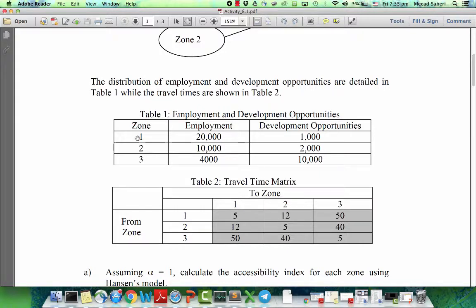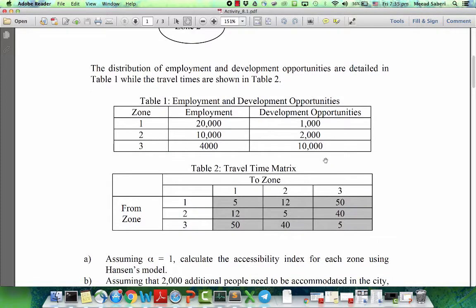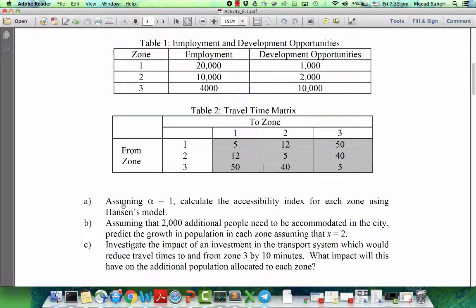So for example, zone 1 has 20,000 jobs, and it will have 1,000 additional jobs in future. If you look at zone 3, it currently has 4,000 jobs, but in future it will have 10,000 additional jobs. And the travel time matrix is also given. Here we are assuming alpha equal to 1.